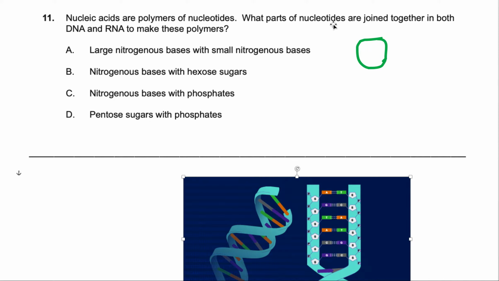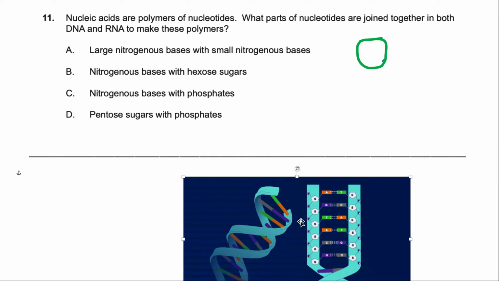What parts of nucleotides are joined together in both DNA and RNA to make these polymers? They're basically asking, how are these joined together? These nucleotides that are linked together form a chain or a polymer. How are they exactly joined together in DNA and RNA?